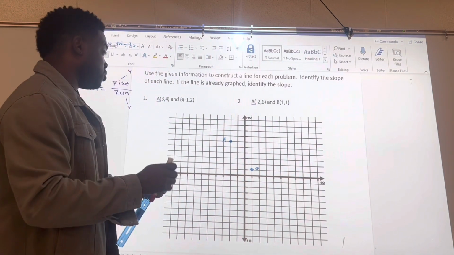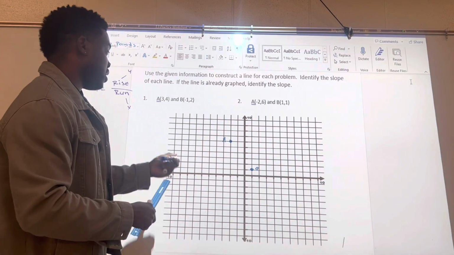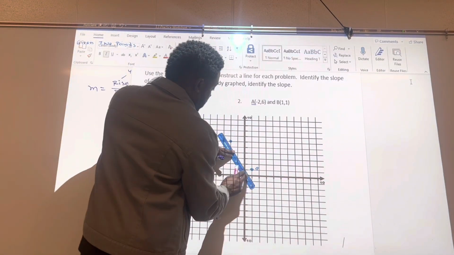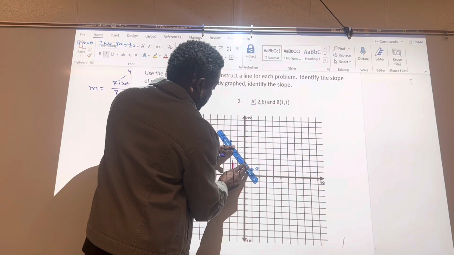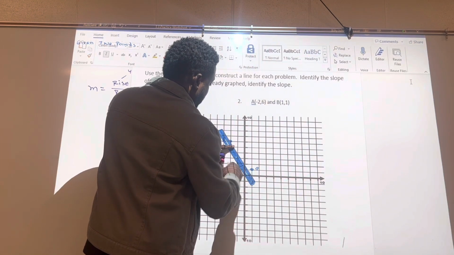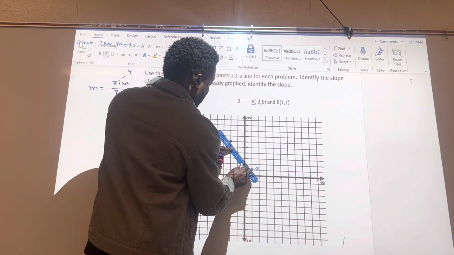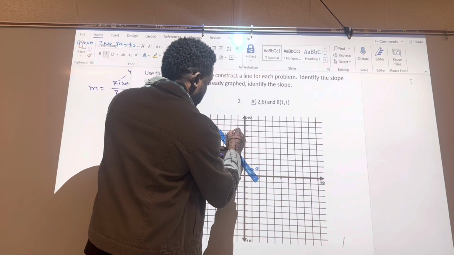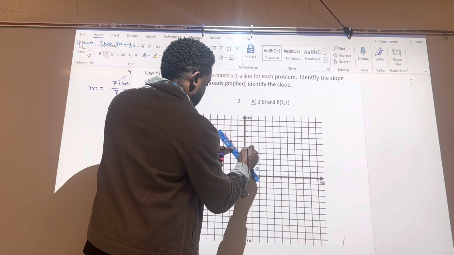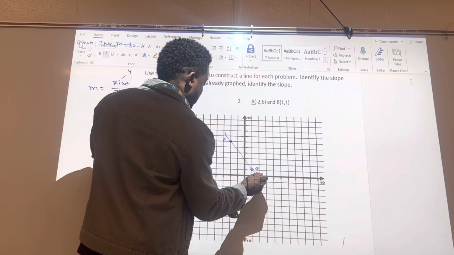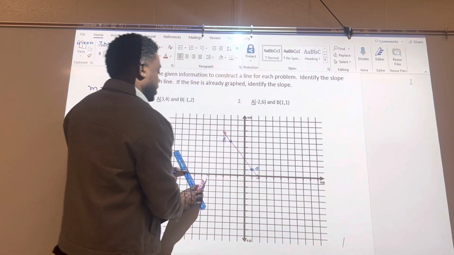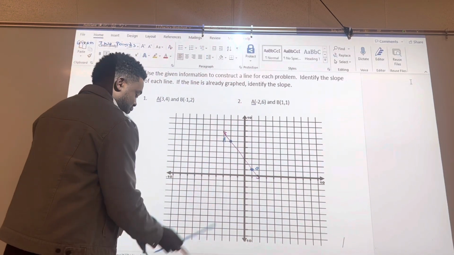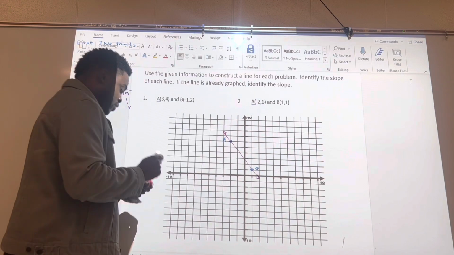And the next thing I do, I need to draw the line on the graph. So let's draw the line on the graph here. Oops. Draw the line here. It's not a beautiful line. So this is the line. I graph, and now I'm ready to find the slope.